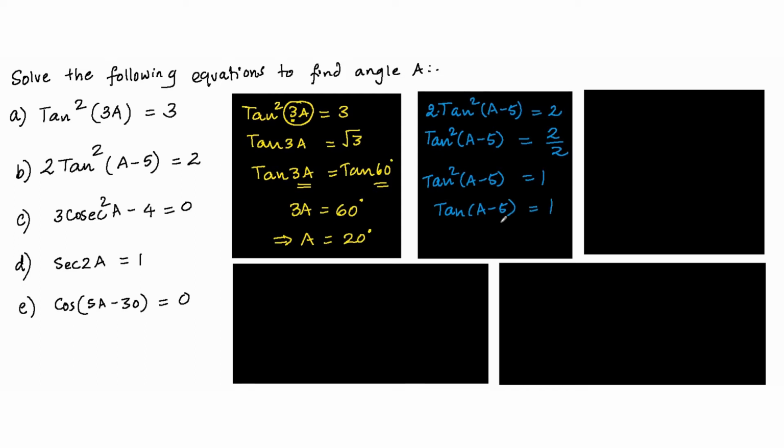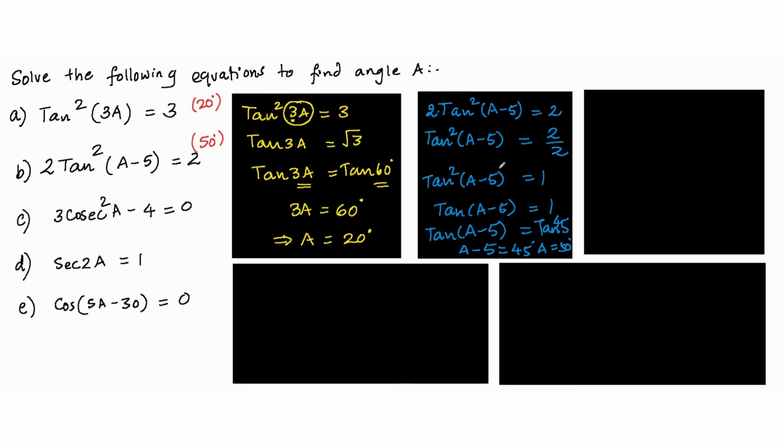Now again in the trigonometric table, I am trying to find that value of angle for which the tan is equal to 1. I remember that tan 45 is equal to 1, which means A minus 5 should be equal to 45 degrees, and therefore the value of angle A is 50 degrees. So the answer to the second question is 50 degrees. Let me just note that down over here. The answer to the first one was 20 degrees.